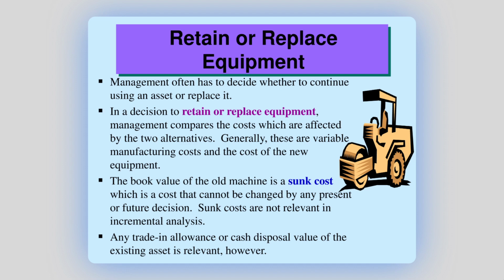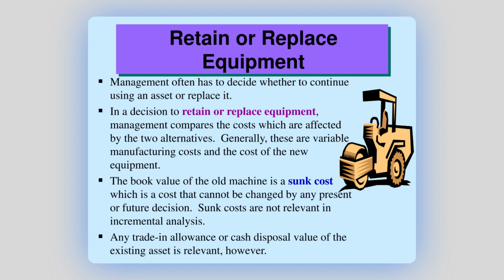Why repair? Of course, the equipment is already old. In a decision to retain or replace an equipment, management compares the costs which are affected by the two alternatives. Generally, these are variable manufacturing costs and the cost of the new equipment. So, that is our goal, to replace or to retain the old equipment. What is the book value of the old machine? It is your historical cost minus your accumulated depreciation. You accumulate all your depreciation, and that would be your book value.